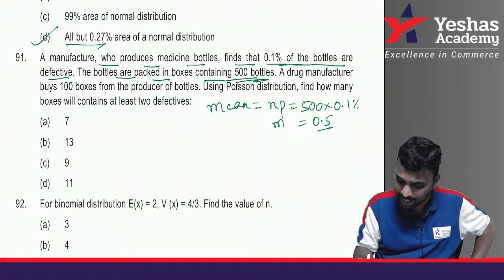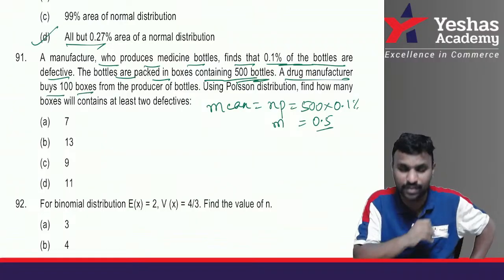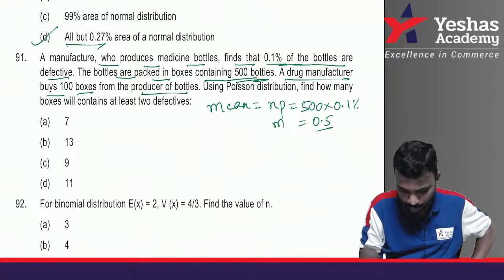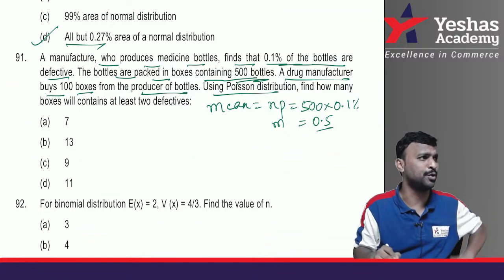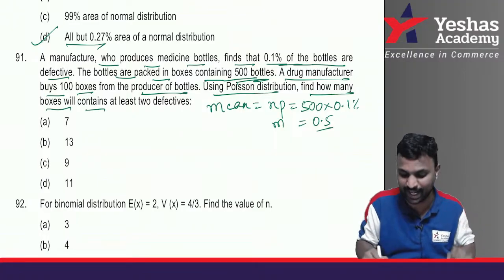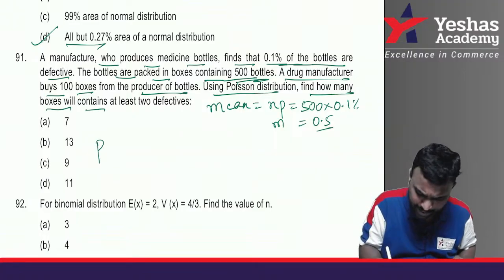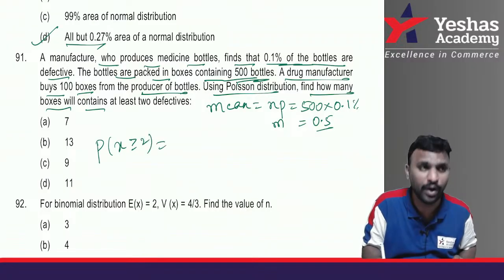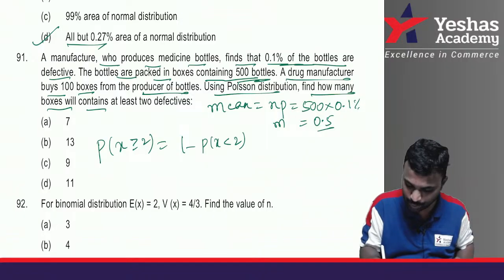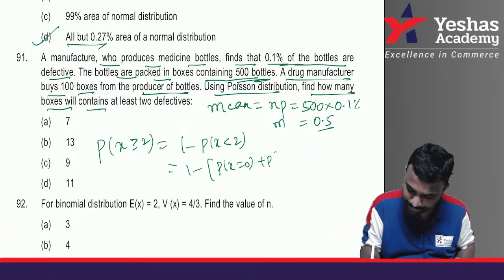Poisson distribution. A drug manufacturer buys 100 boxes. The number of boxes he buys is 100, from the producer of the bottles. Using Poisson distribution, find how many boxes will contain at least 2 defective bottles. What do you mean by at least 2 defective? More than or equal to 2. Convert this into lesser. How do you do it? 1 minus probability of x less than 2. So what do you mean by x less than 2? It could be 0 or it could be 1.